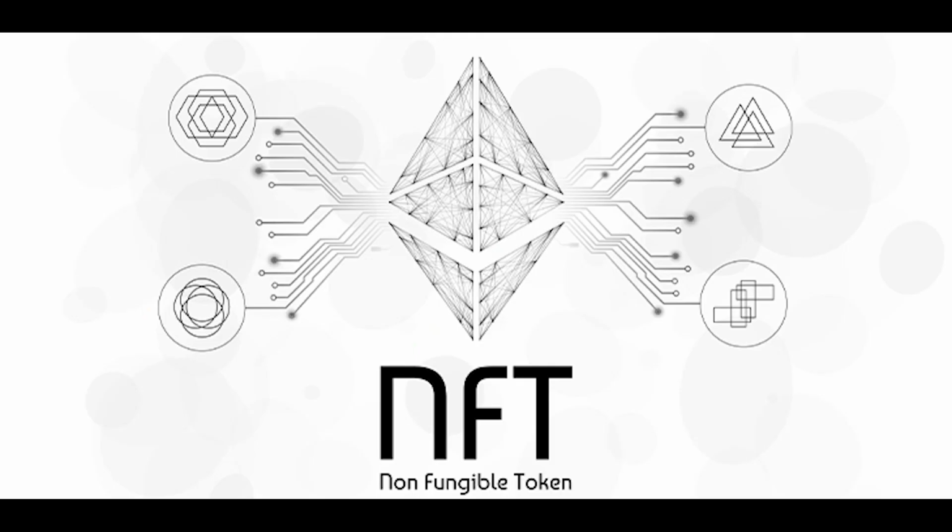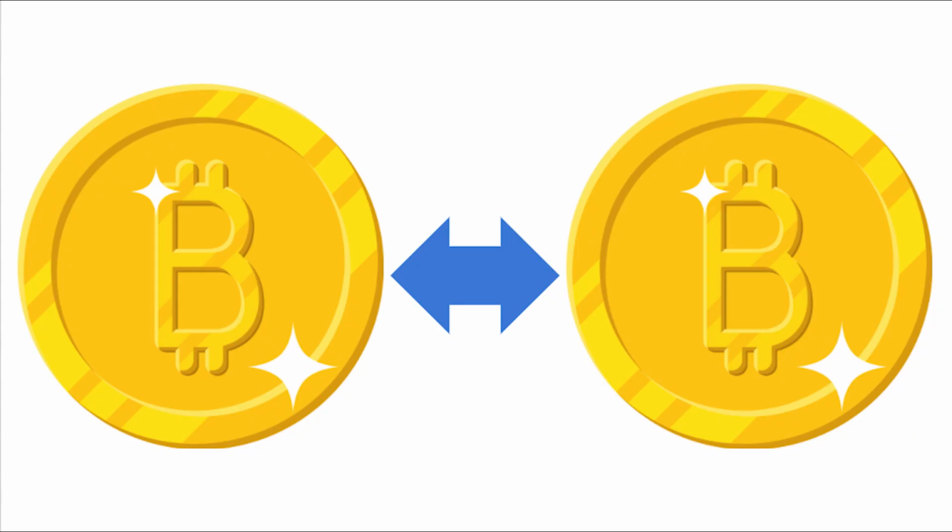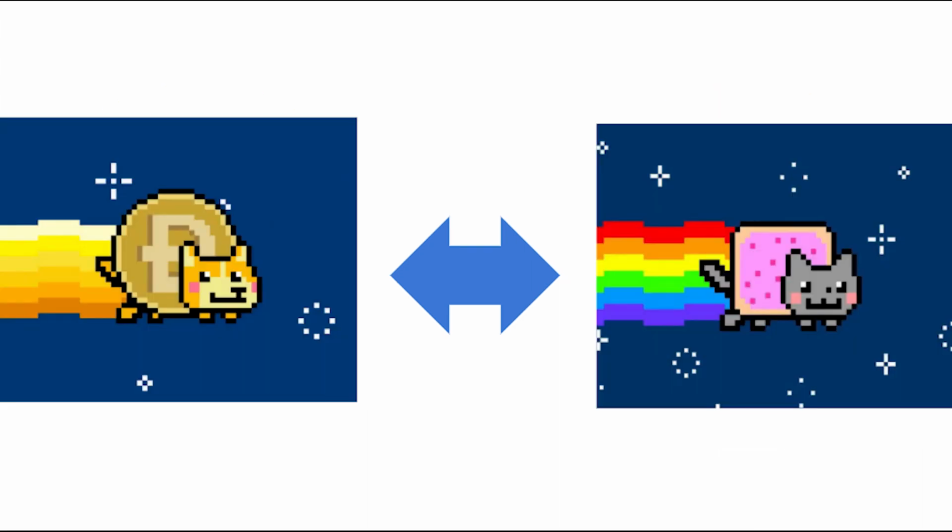So let's cover what NFTs actually are. They stand for non-fungible tokens, and more or less this means that it is unique and can't be replaced with something else. So for example, a Bitcoin is fungible. You can trade one for another Bitcoin and you get exactly the same thing. However, an NFT is more like a one-of-a-kind trading card. It's non-fungible, and if you trade it for something else, you'll have something completely different.